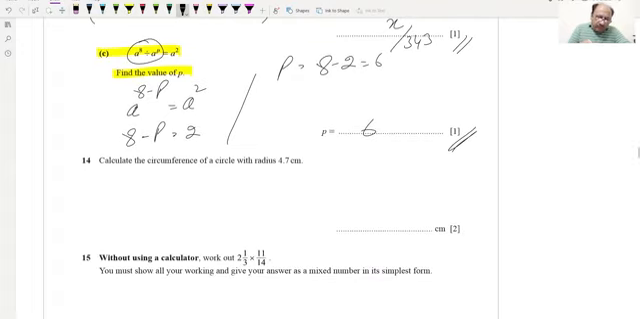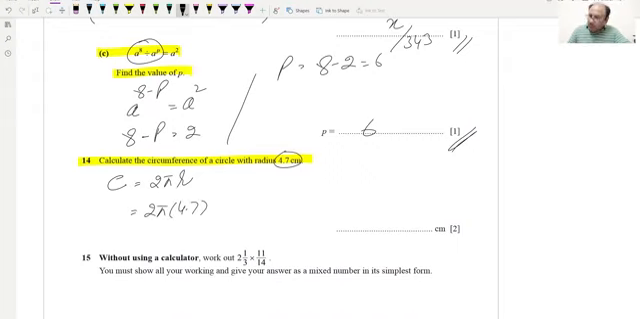Now question number 14: calculate the circumference of the circle with radius 4.7. So the circumference, capital C, is equal to 2 pi r, and this is the formula which we will be applying. So 2 pi times the radius, which is 4.7.